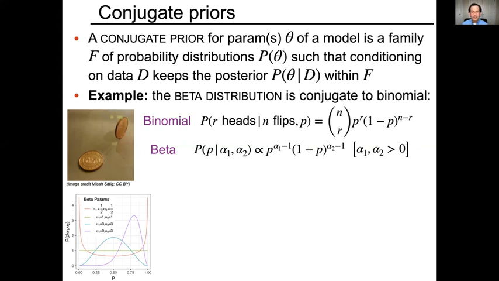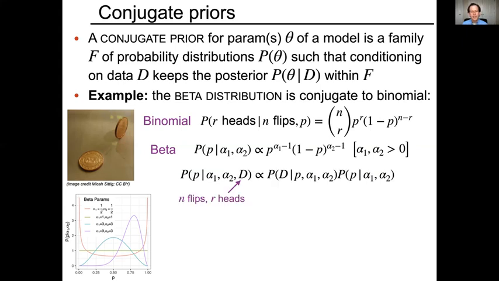Now, let's suppose that I observe data d, and I'll summarize this as n coin flips with r heads. Bayesian inference tells me that the posterior is proportional to the likelihood times the prior. The likelihood is the probability of d given p and the two alpha parameters. The prior is the probability of p given the alpha parameters. Notice that the binomial distribution is giving us the likelihood, and the beta distribution is giving us the prior. Since the binomial likelihood doesn't depend on the alpha parameters, I can just cross these off for present purposes.